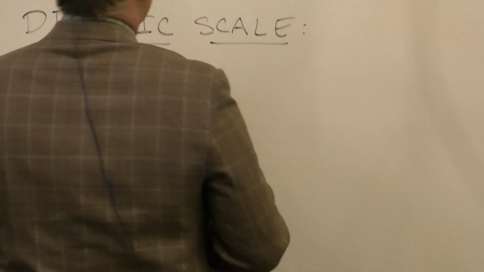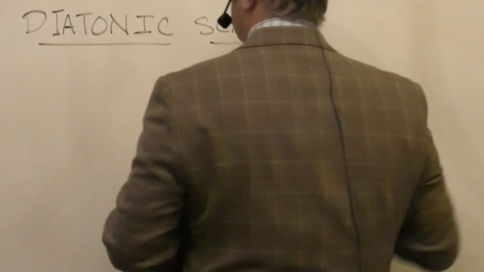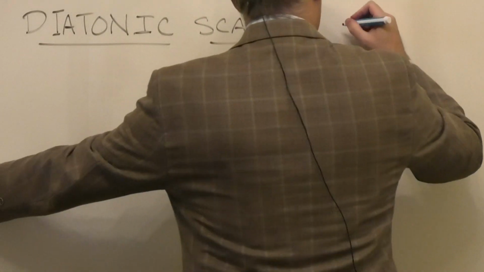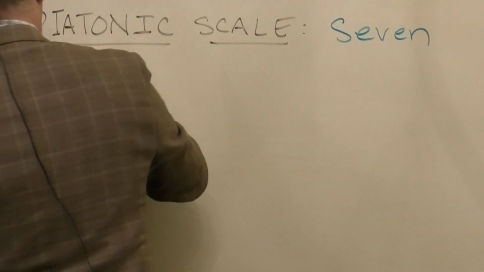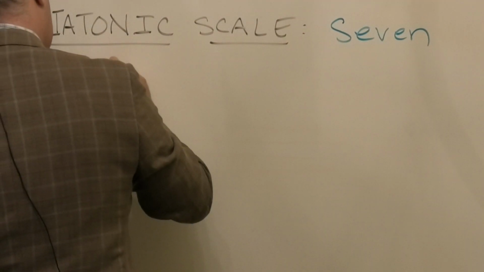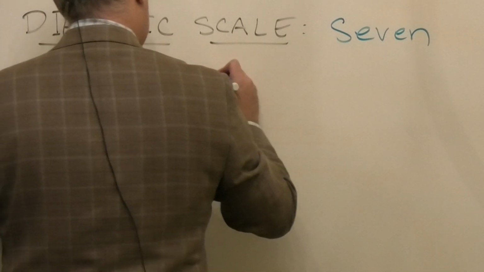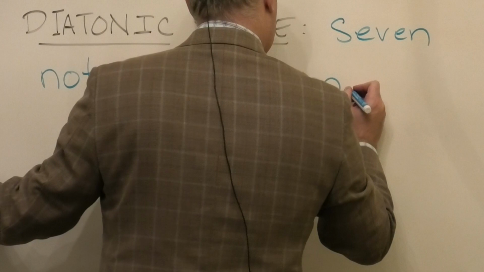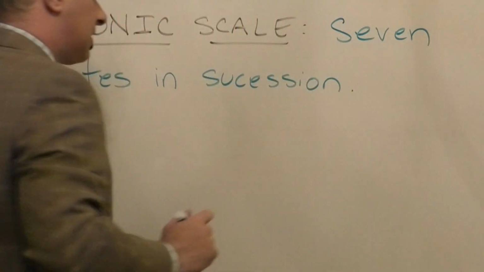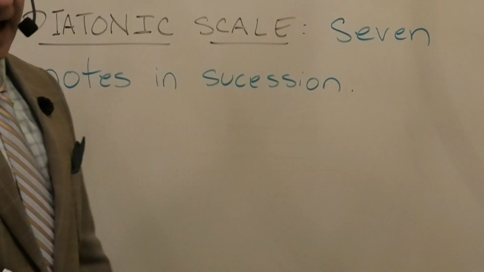So let's define a scale. Diatonic means 7 notes in succession. And succession means one after the other.